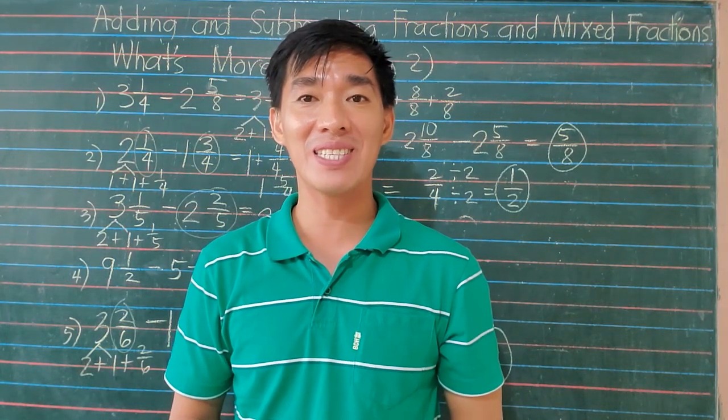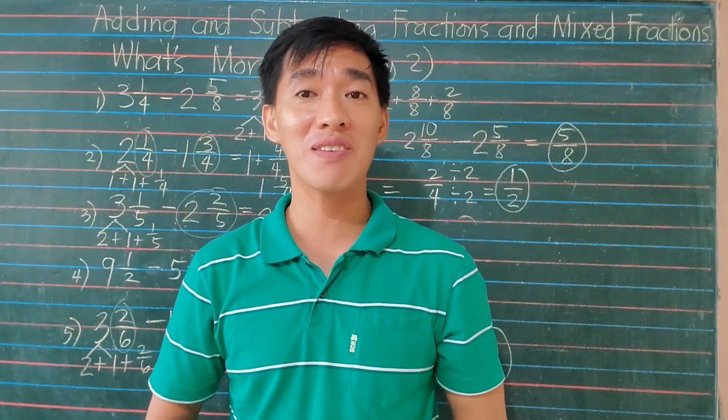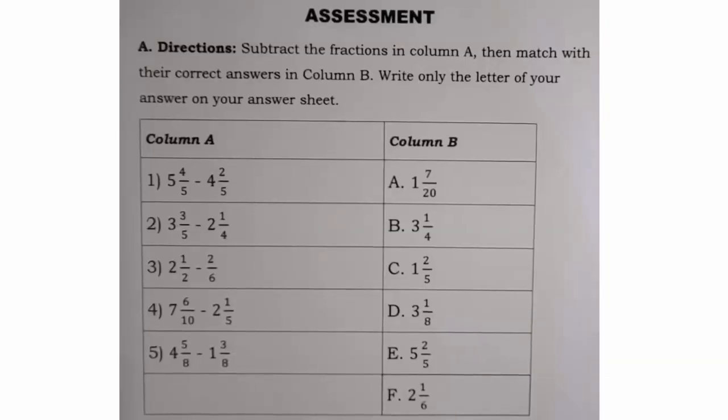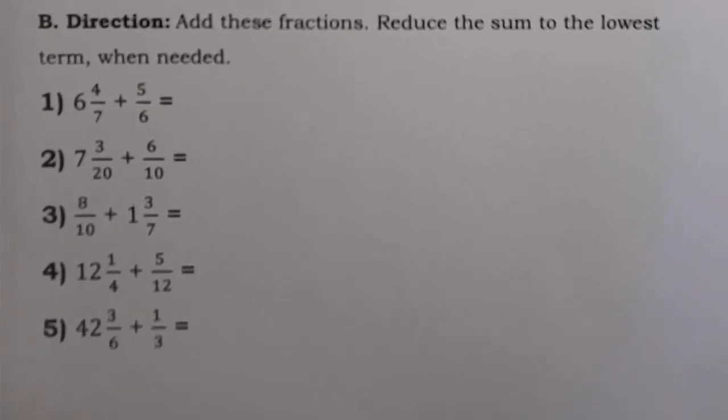I want you to answer your assessment in a 1-whole sheet of pad paper. Thank you so much for joining me. And for your assessment for module number 8, addition and subtraction of fractions and mixed fractions. Letter A, subtract the fraction in column A, then match with their correct answers in column B. Write only the letter of your correct answer on your answer sheet. For letter B, add these fractions, reduce the sum to the lowest term when needed. You have 10 items for your Module 8 Mathematics 5 first quarter.